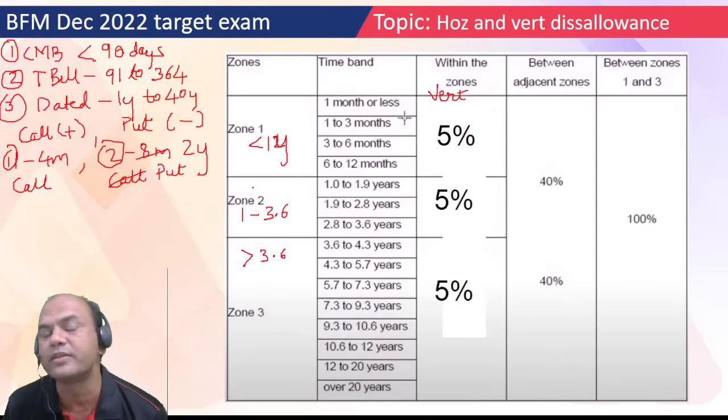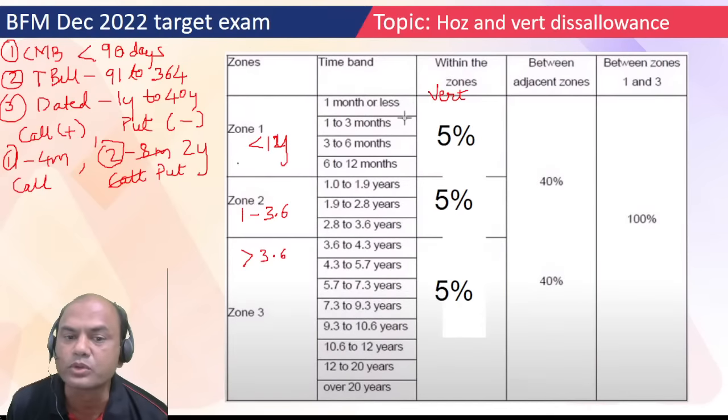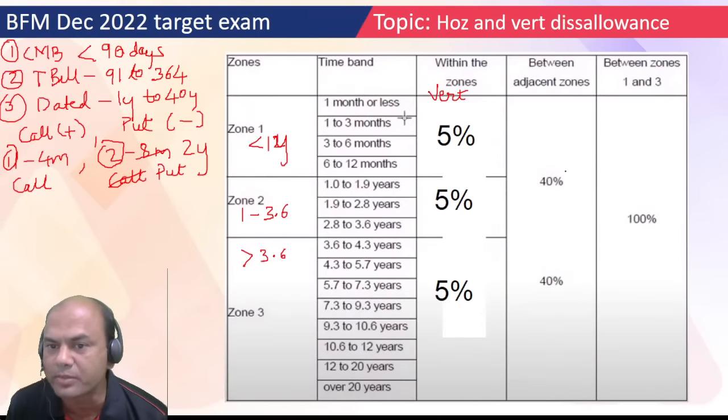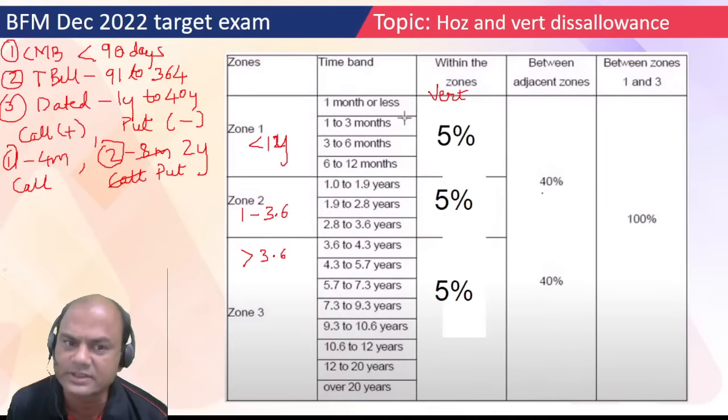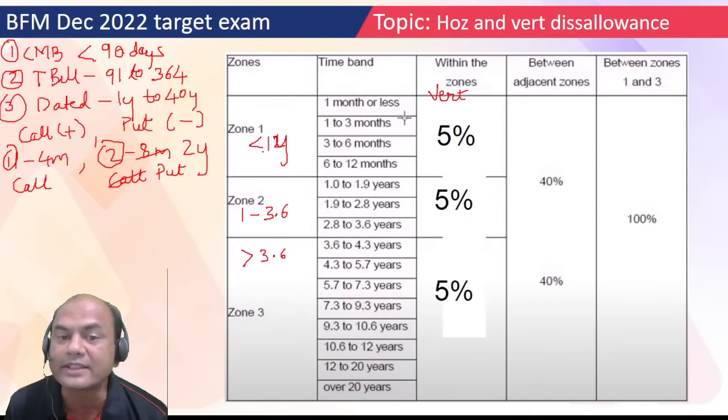So what does RBI say? When you adjust between the two zones, the disallowance is 40%. I'll tell you about the disallowance figure also. These are the figures given by RBI. You have to remember these figures. 5% is within the same time zone. 40% is between adjacent time zones. See this, zone 1 and zone 2 I am adjusting. These are nearby neighbors, isn't it? So neighbors have a 40% disallowance.